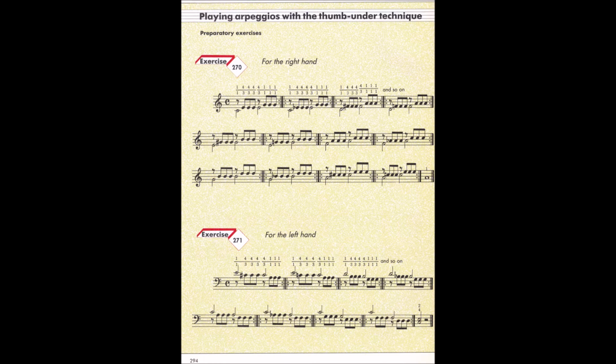If you look at exercise 270 for the right hand, you'll see it has two sets of fingering, thumb and fourth finger and thumb and third finger. All the bars work on the same pattern, so we can take the first bar as an example for them all. You begin by playing a C with your thumb, and then hold it while you play 3 quaver E's with your third or fourth fingers.